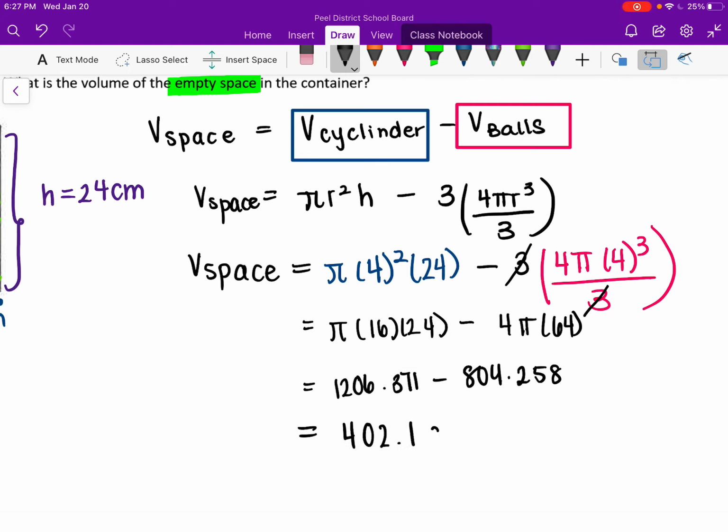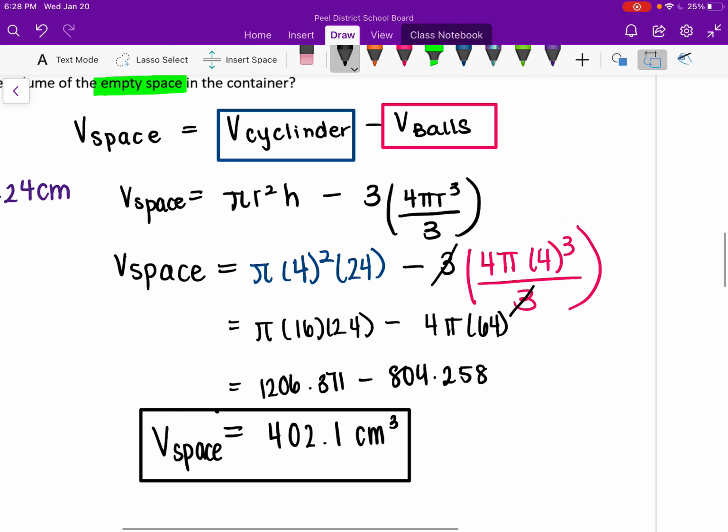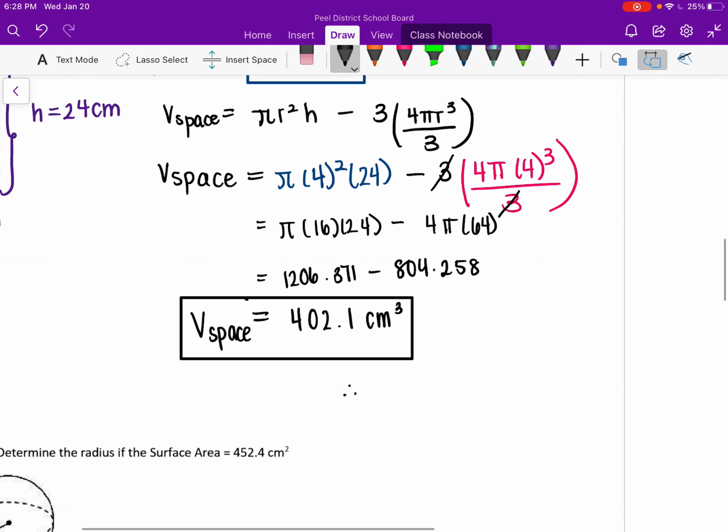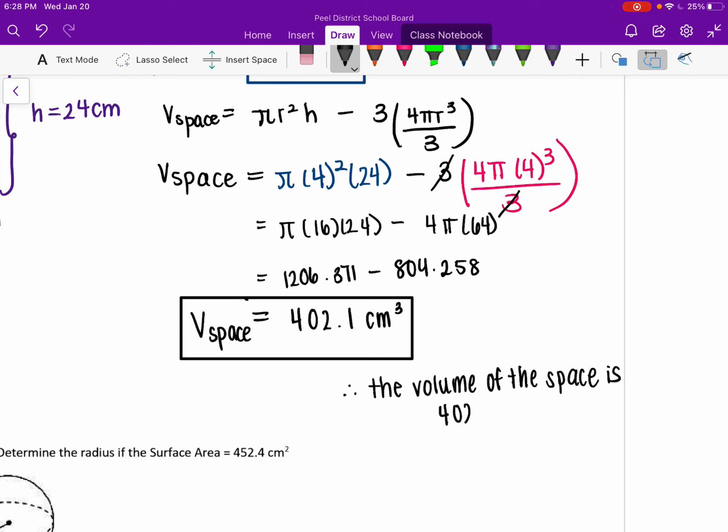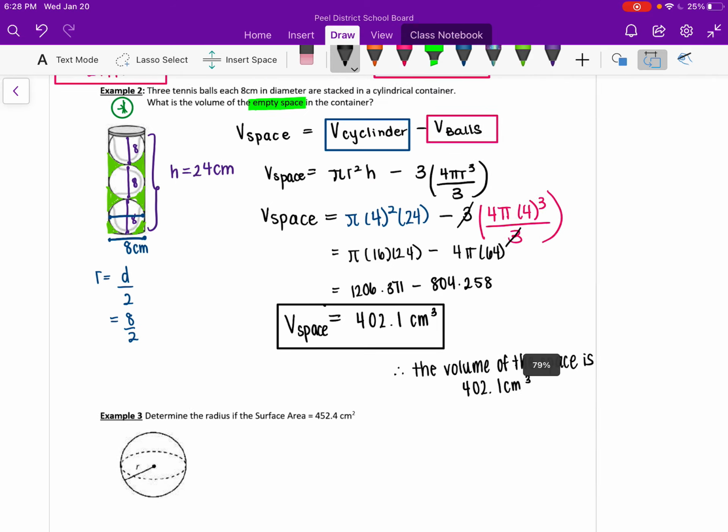So I'm going to write 402.1 centimeters cubed because it asked for only one decimal point. So the volume of the space is equal to 402.1 centimeters cubed. So I'm going to write therefore the volume of the space is 402.1 centimeters cubed. All right?